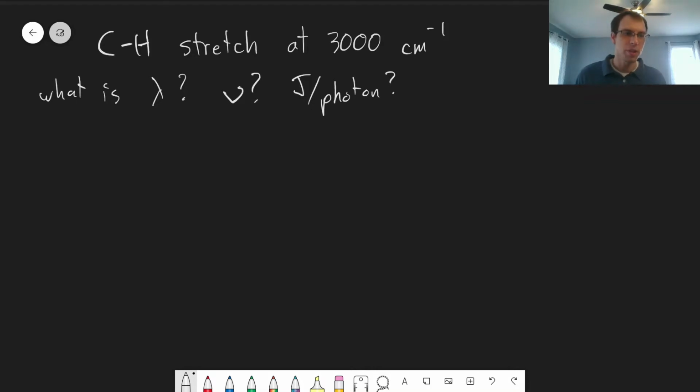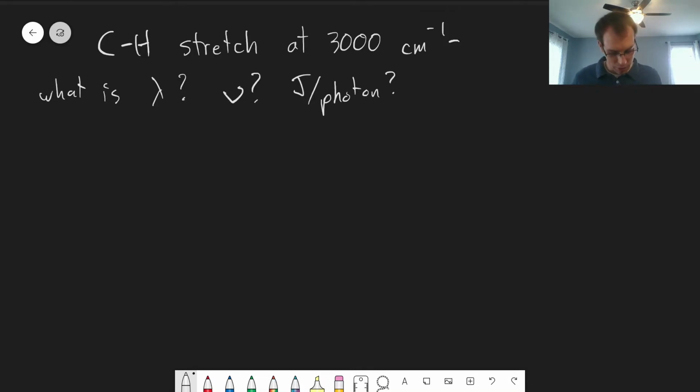All right, to finish up our discussion of properties of light, let's look at an example calculation here. So I mentioned in the previous video about using infrared spectroscopy to look at functional groups inside of organic molecules. One that's commonly looked at is the CH stretch region. And so you know that you have CH single bonds if you see this absorption at about 3,000 wave numbers. So let's take that value, 3,000 wave numbers.